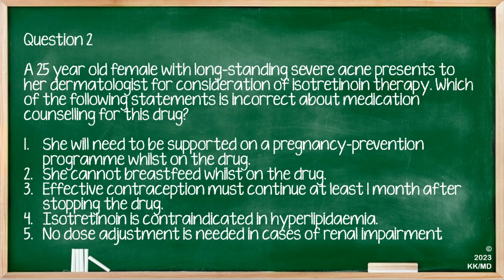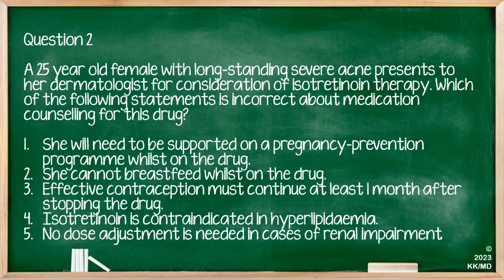Question 2. A 25-year-old female with long-standing severe acne presents to her dermatologist for consideration of isotretinoin therapy. Which of the following statements is incorrect about medication counselling for this drug? She will need to be supported on a pregnancy prevention program whilst on the drug. She cannot breastfeed whilst on the drug. Effective contraception must continue at least 1 month after stopping the drug. Isotretinoin is contraindicated in hyperlipidemia. No dose adjustment is needed in cases of renal impairment.